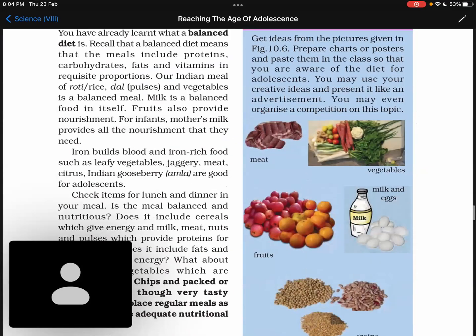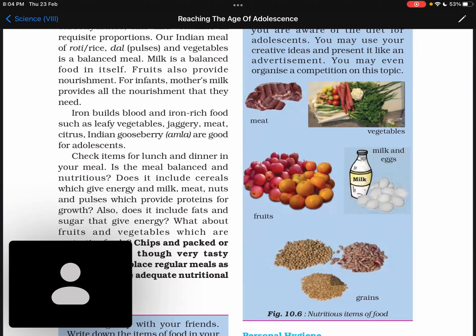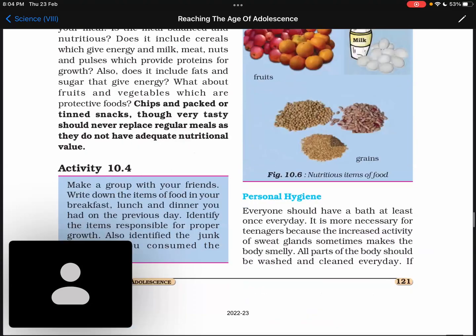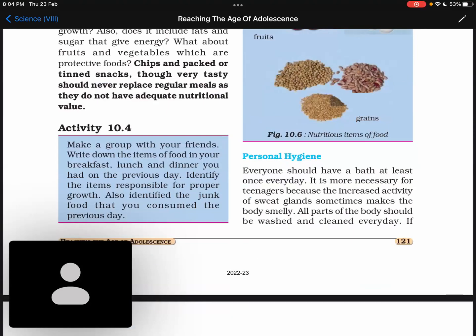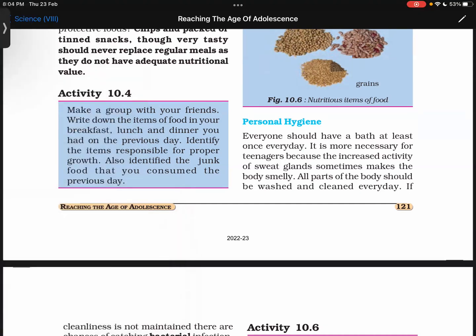So in the figure, you can see the healthy foods that should be taken by adolescents, like meat, vegetables, milk, eggs, fruits, grains, pulses. Apart from this, we were talking about personal hygiene. Everyone should have a bath at least once every day. It is more necessary for teenagers because the increased activity of sweat glands sometimes makes the body smell. They also need to take care of the health of the reproductive organs.